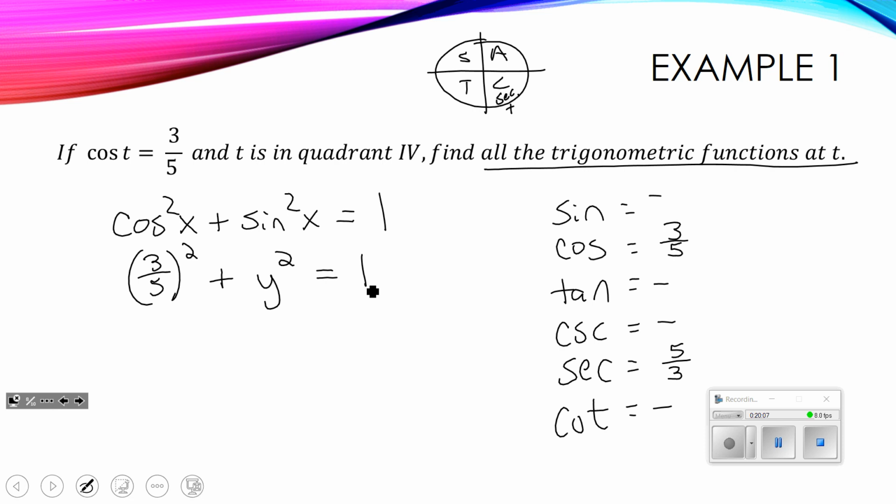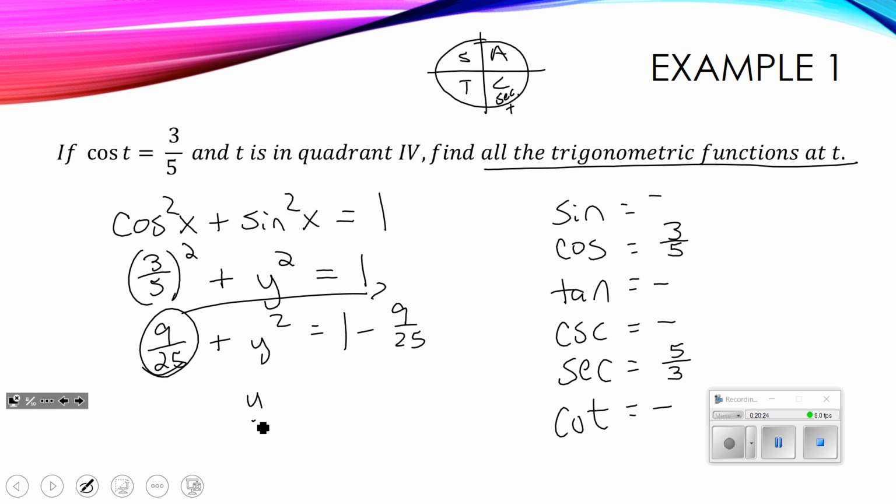Yes. So if I square both, that's going to be 9 over 25 plus y squared equals 1. Now what? Okay, take the 9 over 25 over and subtract 9 over 25. So y squared is equal to 16 over 25. Everybody with me so far?